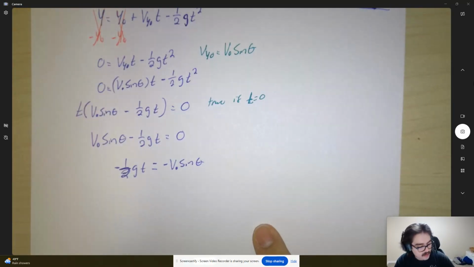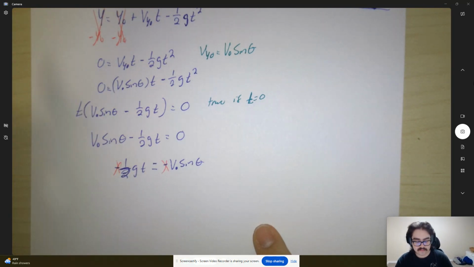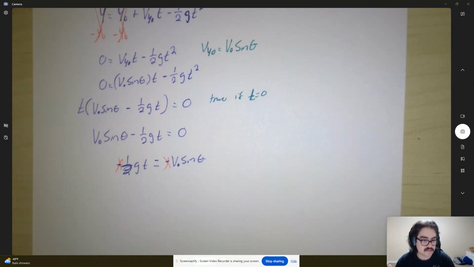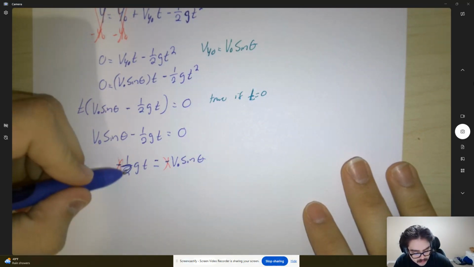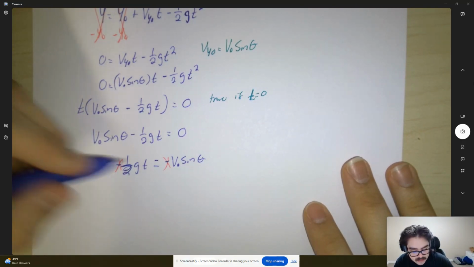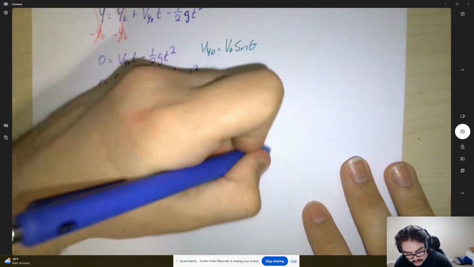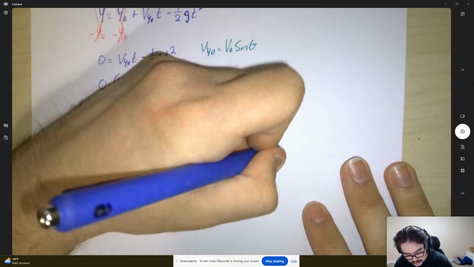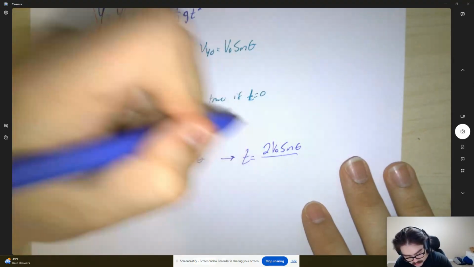And I can cancel out my negatives here, which is fine because I don't like to have the negativity. Okay, it's Valentine's Day. There shouldn't be any negativity. And then all I got to do is multiply by 2 and divide by g. And I end up getting the time of flight equation, which is just 2 v naught sine theta over g.